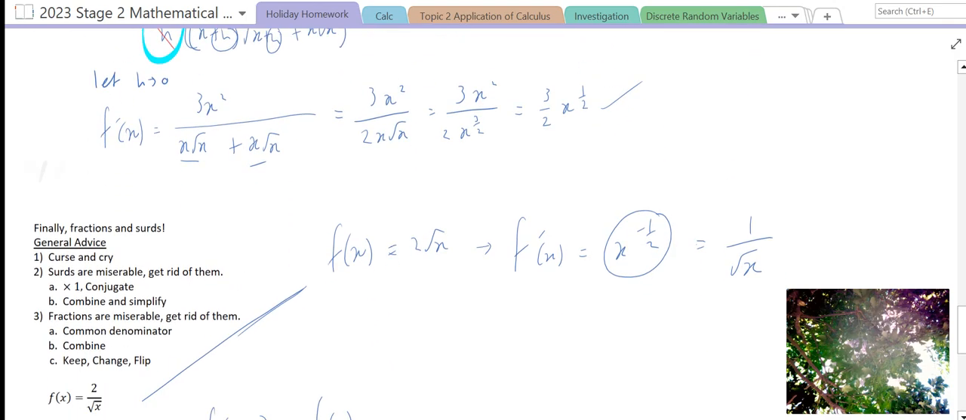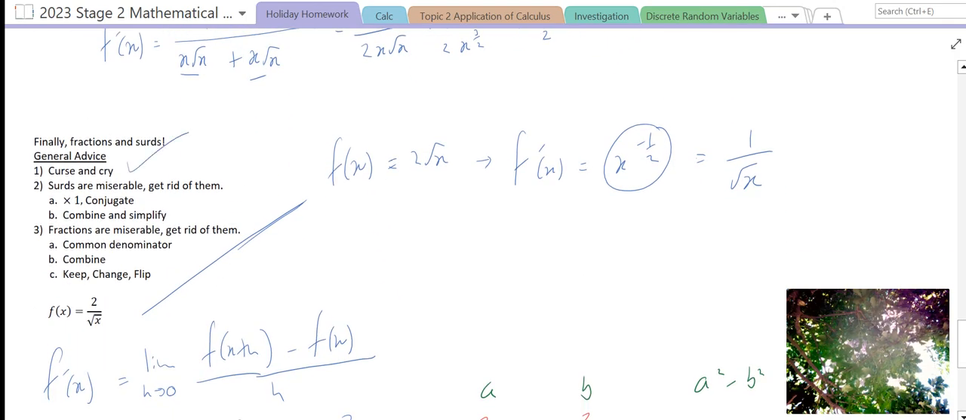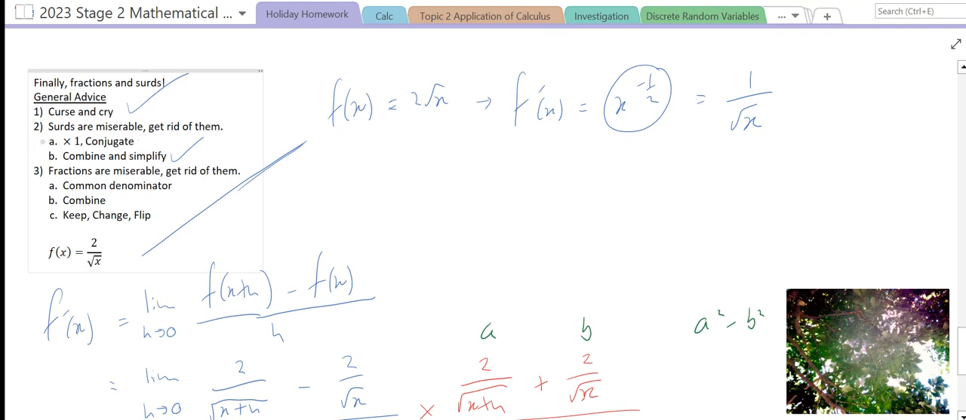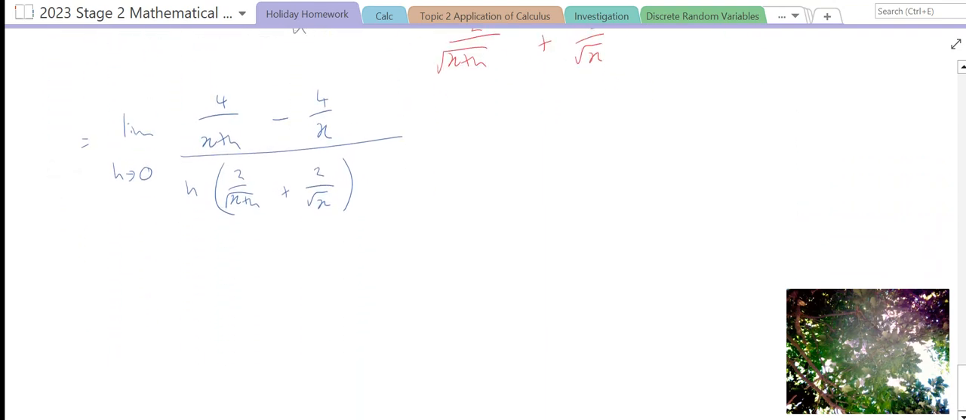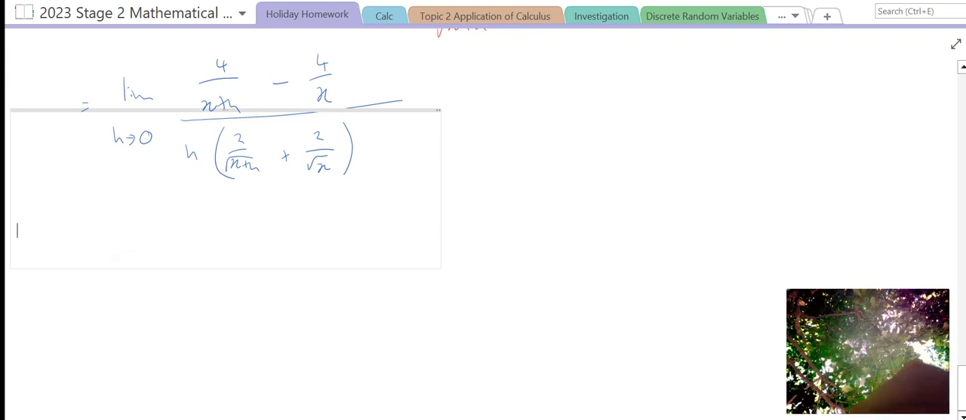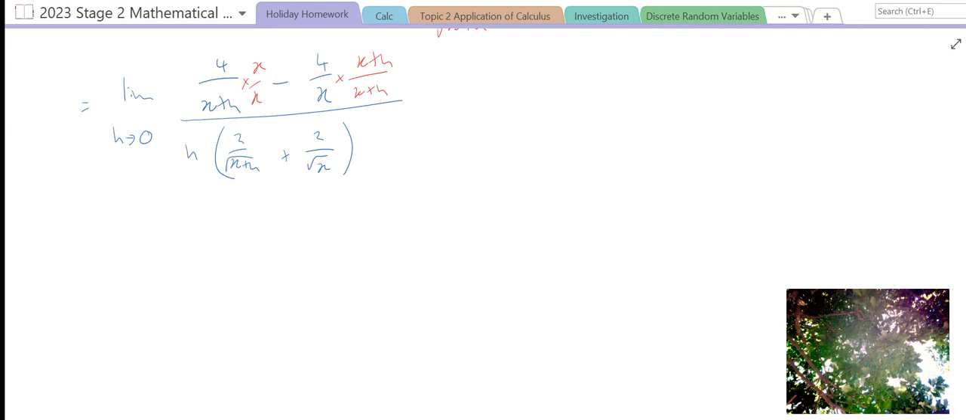Second part of the plan. So we've done this. We've done this. As in we've conjugated and got rid of the surds. Next step, get rid of the fractions. All right, so we get rid of the fractions by combining these two here. All right, so we're aiming for a common denominator. What I'm going to do now is multiply by 1. And the one I'm going for in this case is x on x. And in this case is x plus h on x plus h. That will get me a common denominator.